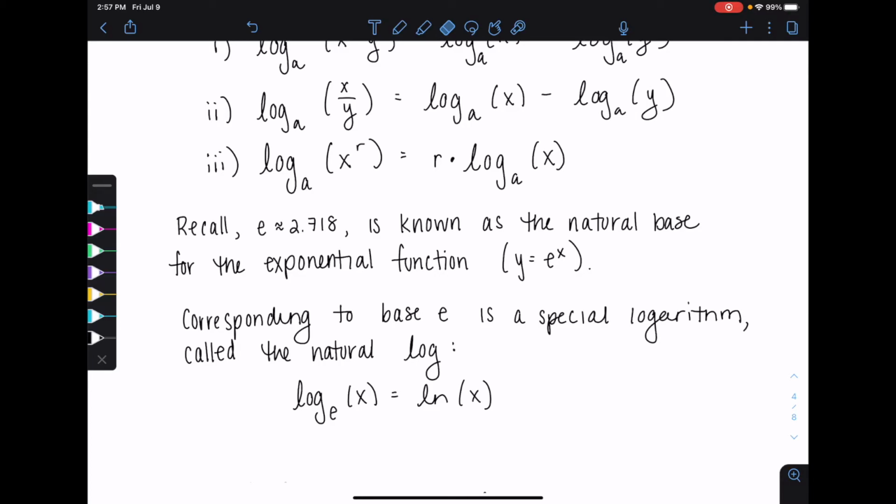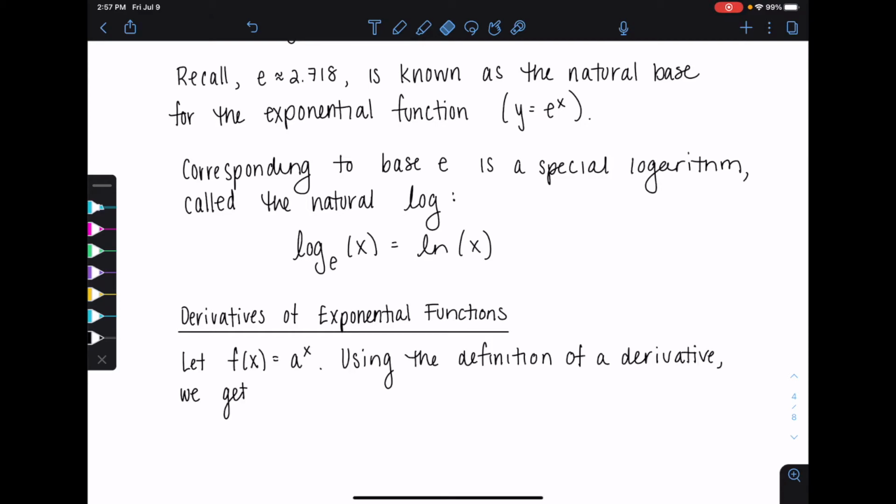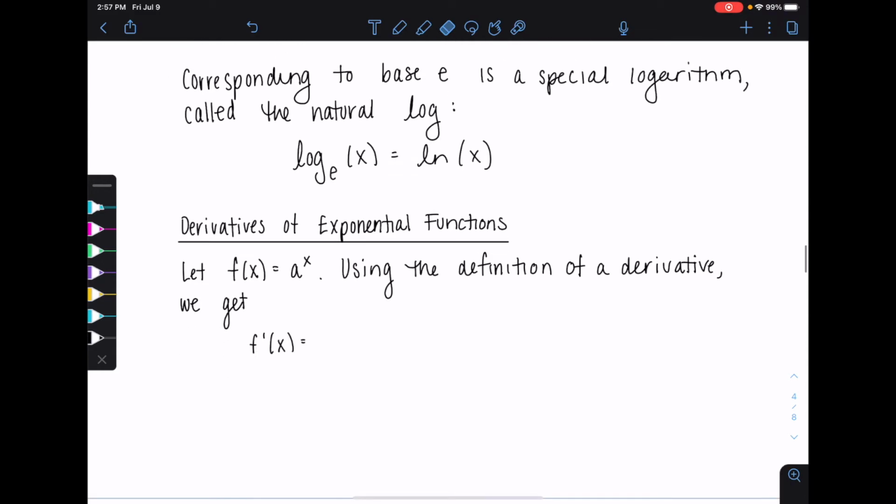So what we're going to do is, you've seen this number before. It's really special because it has a special definition. So what I want to do is go through the derivative of exponential functions specifically with this base e. So I'm going to show you in general what it looks like, but then give you where this definition of e comes from. So we're going to let f of x equal a to the x. Using our definition of a derivative, remember f prime is the limit as h goes to 0 of f of x plus h minus f of x over h.